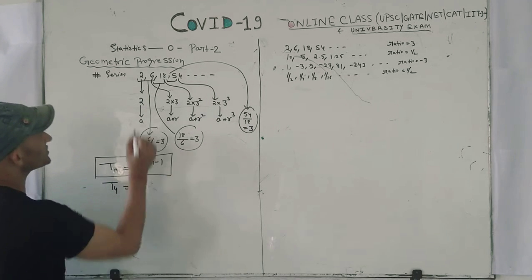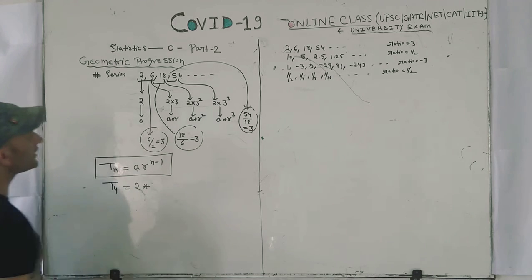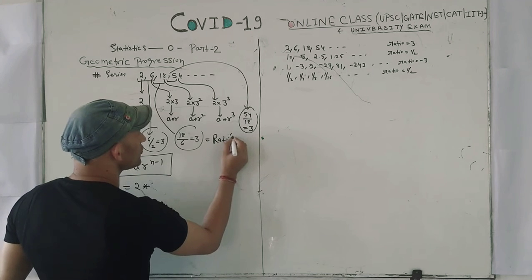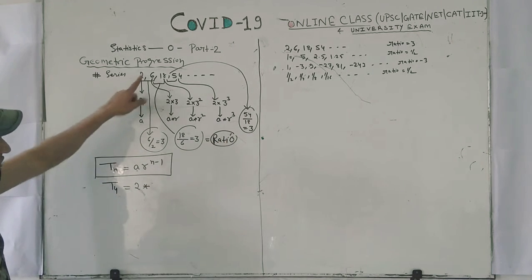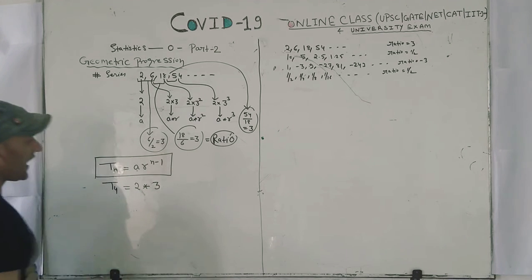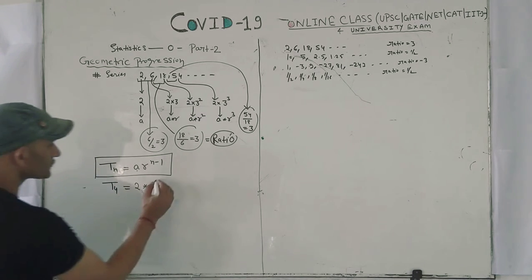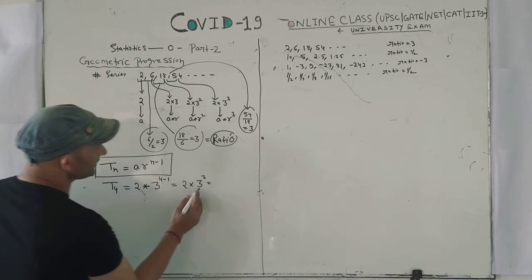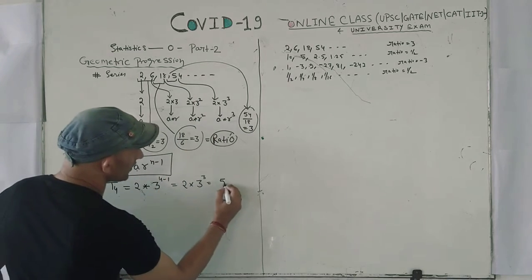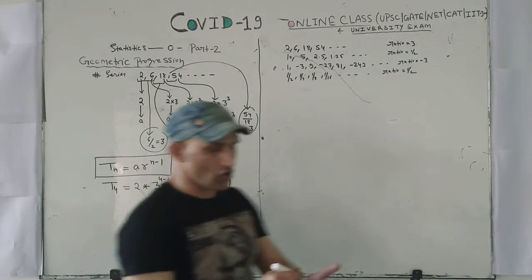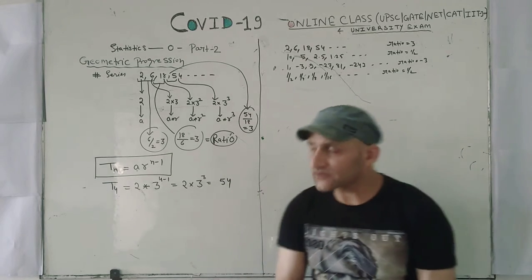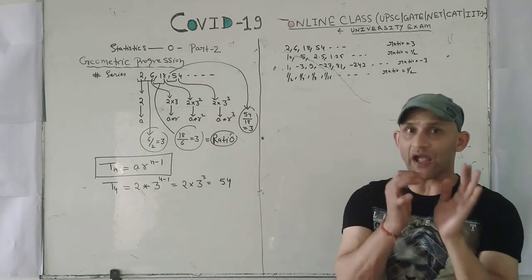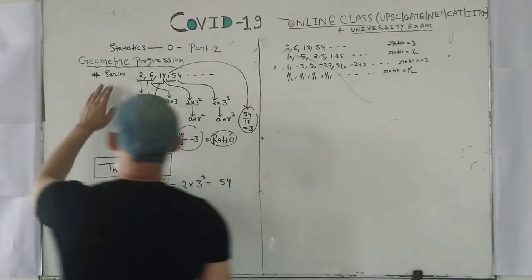T4 is equal to the first value, that is 2, and the ratio R is 3, and we are checking for the fourth place, so 4 minus 1. So this is 2 into 3 to the power 3, that is 54. It means that we are correct. So this formula helps us find the value at the nth place. This is a very simple example.